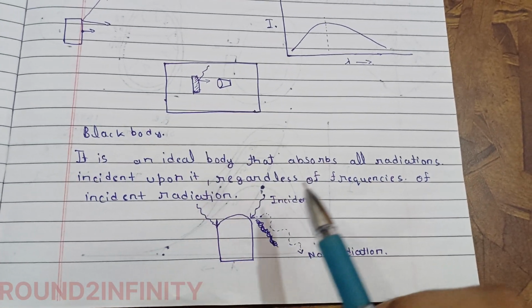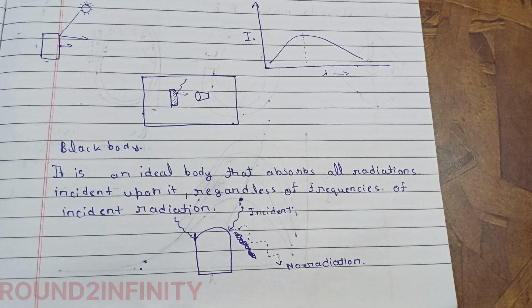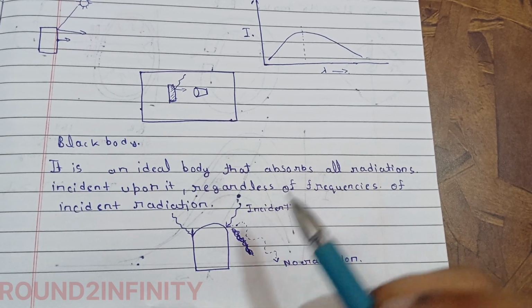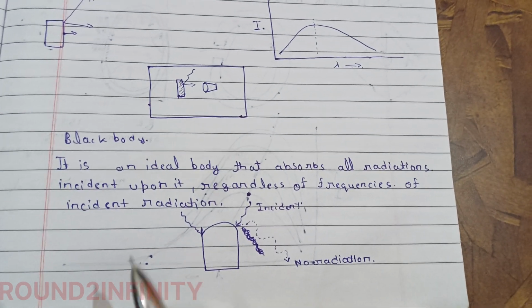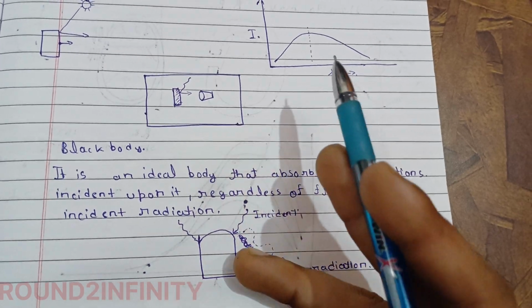It is an ideal body that absorbs all radiations incident upon it regardless of the frequency of the incident radiations. So we have incident radiations, they will be absorbed, then there will be emission of the radiations. But in this world we don't have even a perfect ideal black body. So how do we get this graph again?